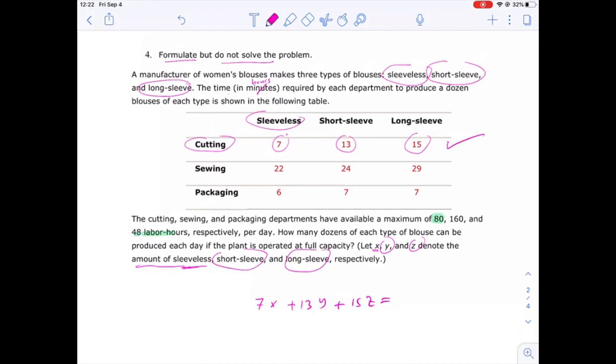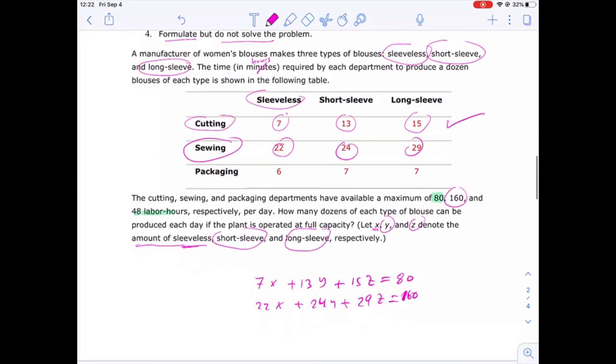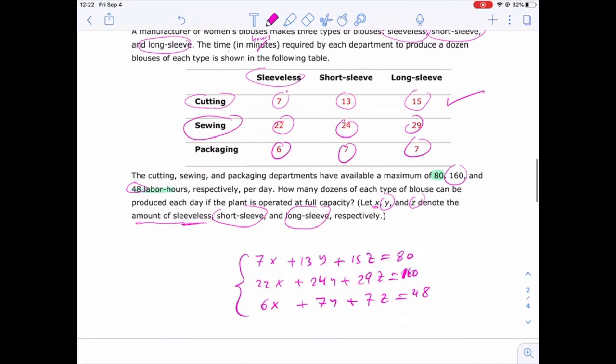So we have 80 here in the first department, the cutting department, and we have 22x plus 24y plus 29z is equal to how many hours are available for sewing. We have 160 in the sewing department, and we have 6x plus 7y plus 7z. The maximum time available is 48. So we formulated a linear system of equations which involves 3 variables.